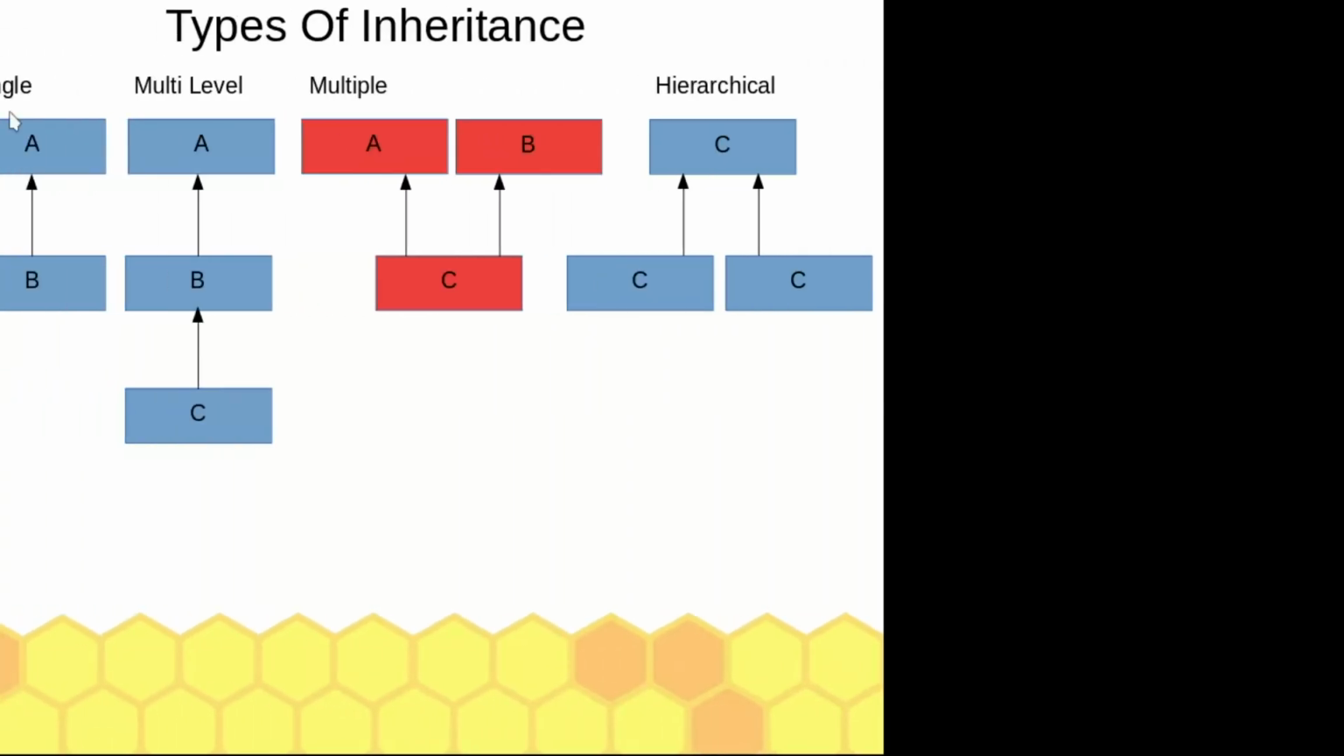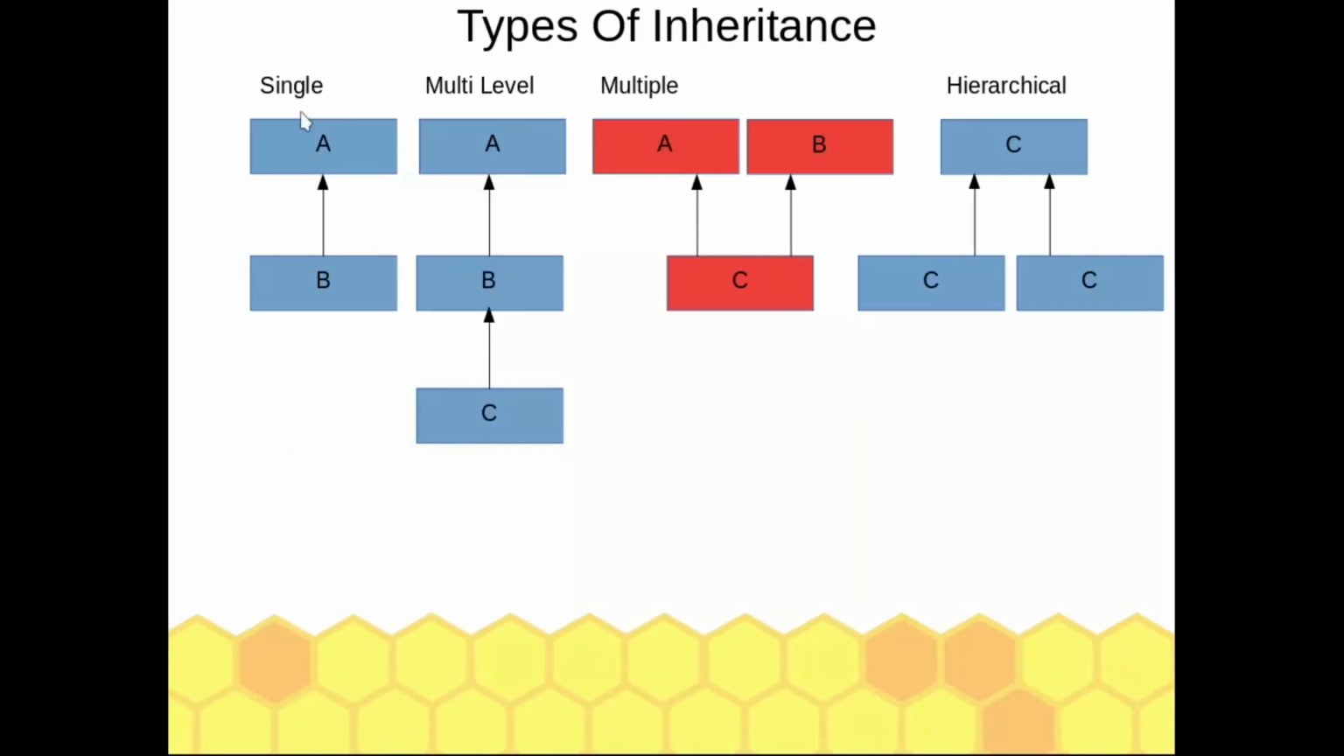Actually, there are four types of inheritance in programming. They are single, multi-level, multiple, and hierarchical. Multiple inheritance leads us to ambiguity. So Java doesn't allow us to implement multiple inheritance. But we can use interfaces to implement multiple inheritance. Let's see how to do that using interfaces.